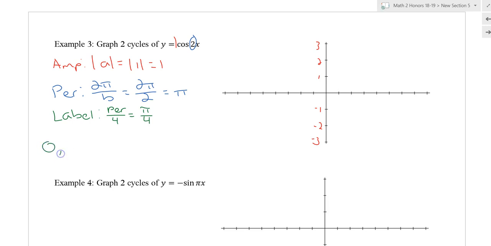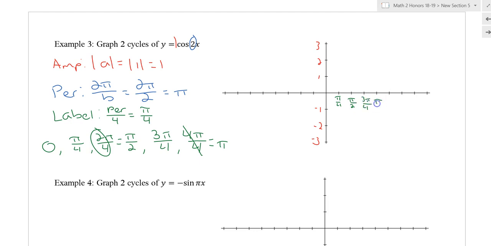So let's figure out what our labels are going to be. It's going to start with 0, then 1 pi over 4, then 2 pi over 4. That does reduce to pi over 2. Then 3 pi over 4, then 4 pi over 4. So pi over 4, pi over 2, 3 pi over 4, and then pi. Same thing backwards: negative pi over 4, negative pi over 2, negative 3 pi over 4, negative pi.